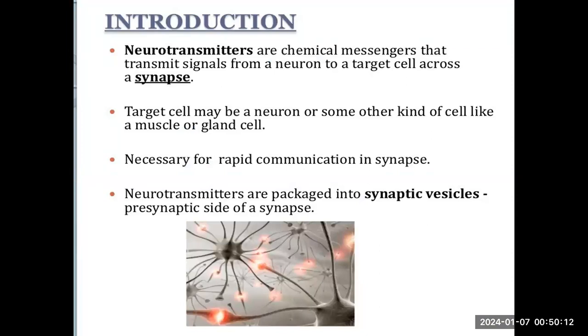As far as the introduction is concerned, neurotransmitters are chemical messengers that transmit signals from a neuron to a target cell across a synapse. The target cell may be a neuron or some other kind of cell, like muscle or gland cells. Necessary for rapid communication in the synapse, neurotransmitters are packaged into synaptic vesicles on the presynaptic side of the synapse.